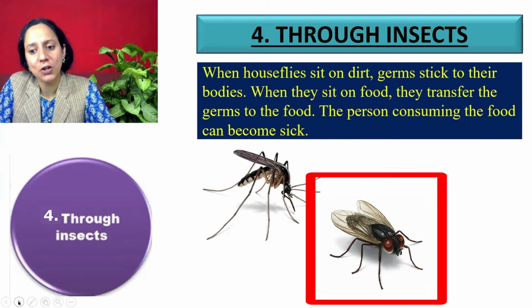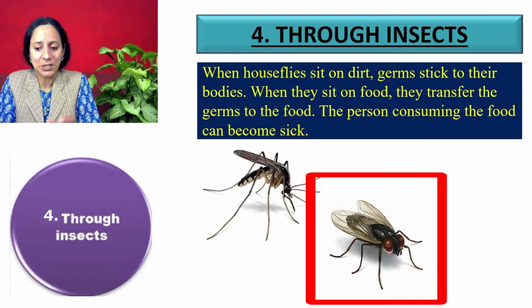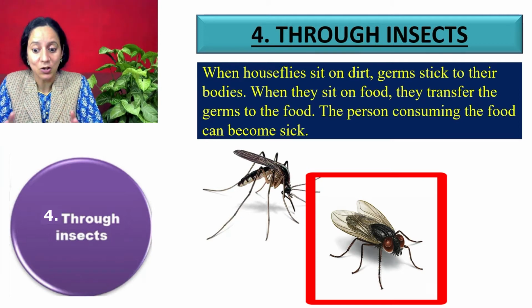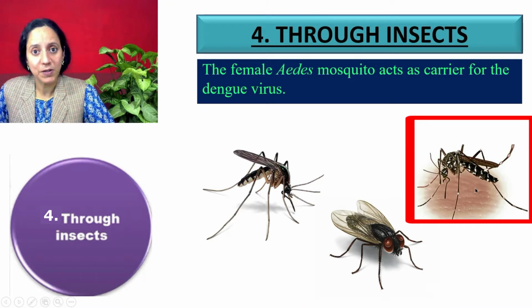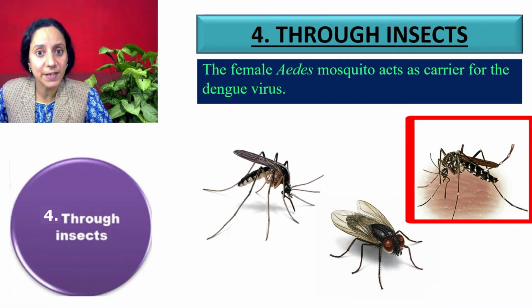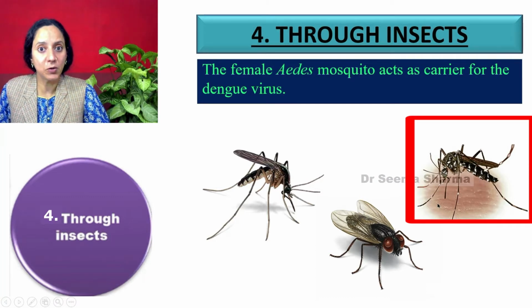Houseflies also sit on dirt and disease-causing organisms. They stick to their body, especially the hairs present on their jointed legs. And then when they sit on the food, they transfer those pathogens to the food. The person consuming this food may get sick. Third one is this mosquito, again a female mosquito, which is called Aedes. It acts as a carrier of dengue virus. So this is responsible for the spread of dengue.